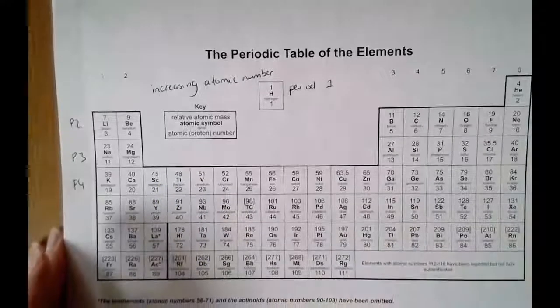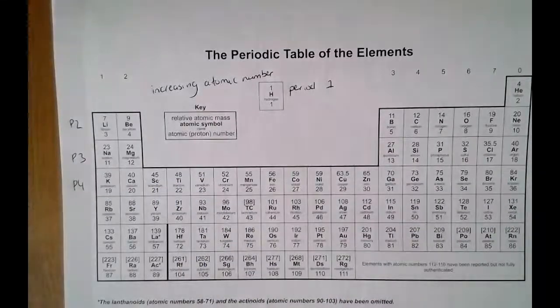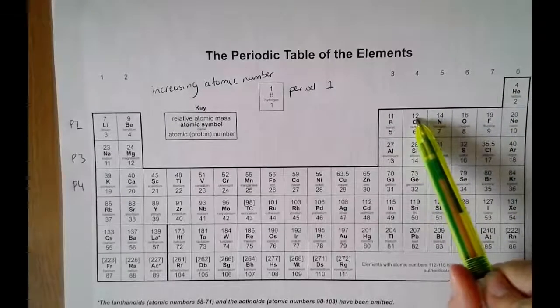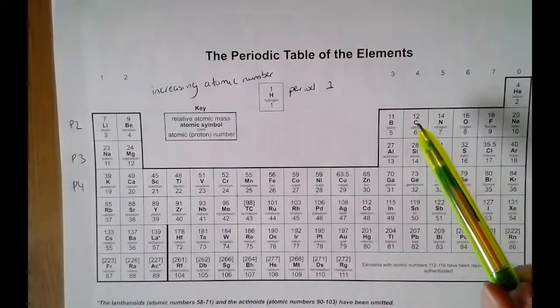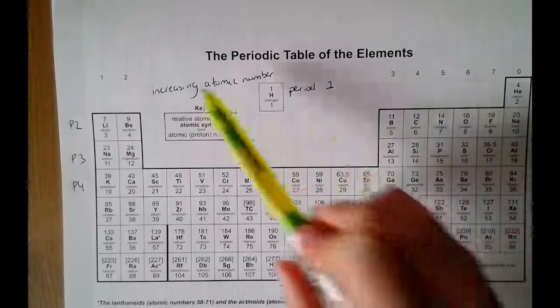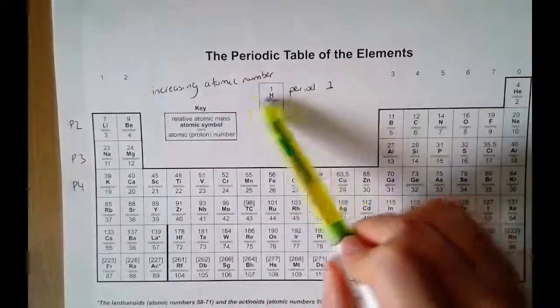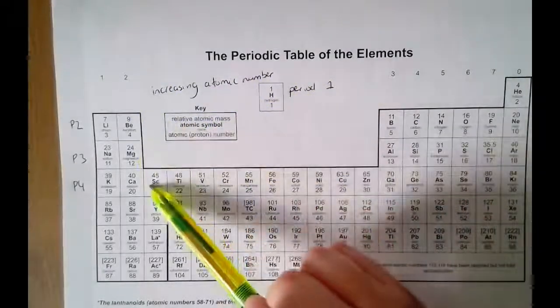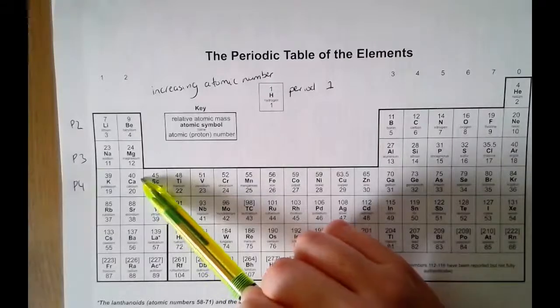So using your periodic table, if you were asked how many occupied electron shells does carbon have, you don't even need to draw out the diagram. Carbon is in period 2, therefore it's got 2 occupied electron shells. How many occupied electron shells does calcium have? Calcium is in period 4, so it's got 4 occupied electron shells.